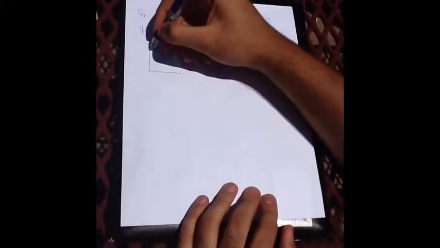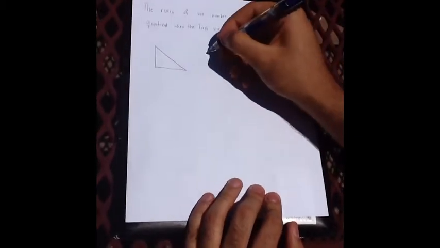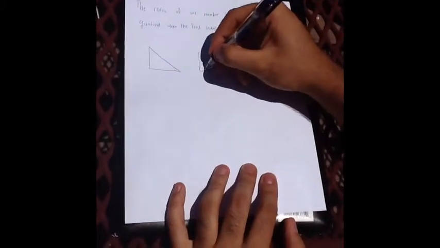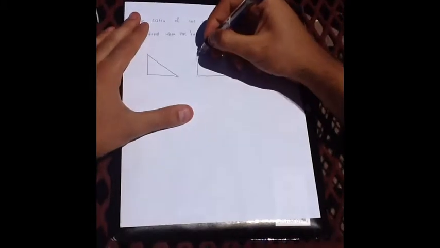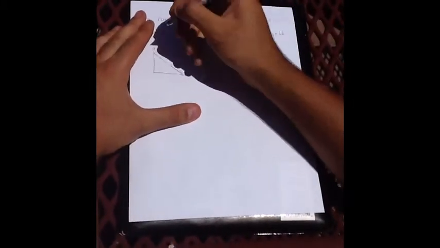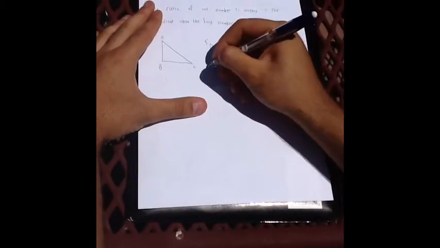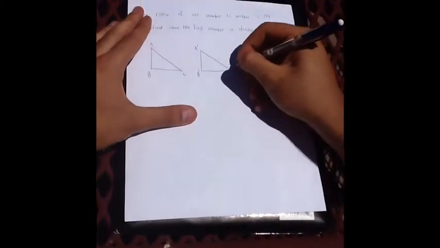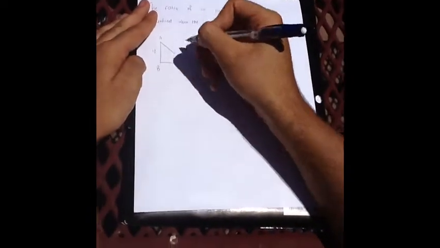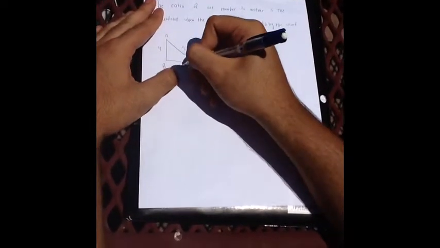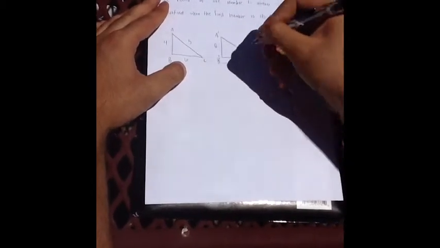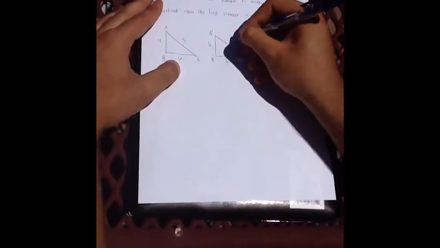So let me draw a triangle for you. This is the first triangle. What a nice triangle, right? The first one we're going to call A, B, C, and the second one is going to be A prime, B prime, and C prime. Let's say for example AB is 4, 5, and 6.